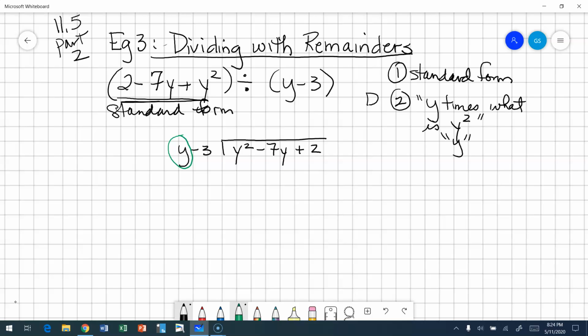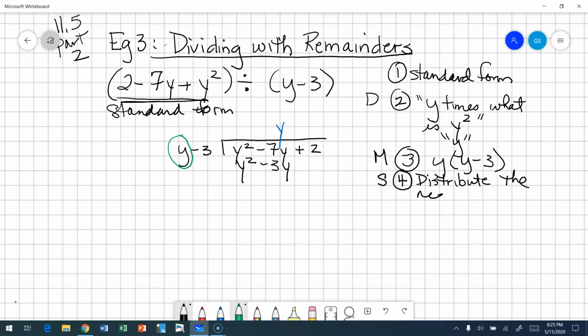So I'm going to put a y in my quotient above the division house. I'm going to move two places over and put the y over the 7y. Step three, does McDonald's M four multiply? So we are going to multiply y times y minus 3. Y times negative 3, negative 3y. Y times y, y squared. Next step, we're going to subtract. Remember to distribute the negative sign.